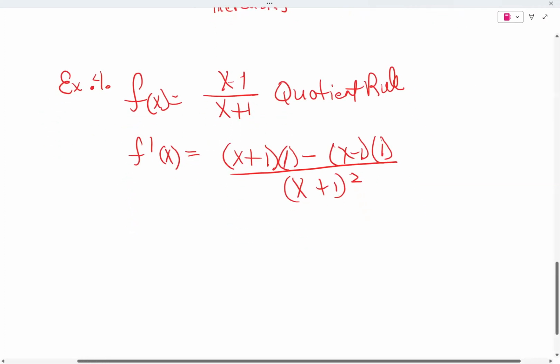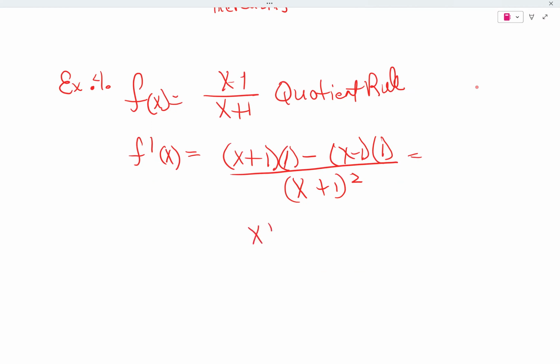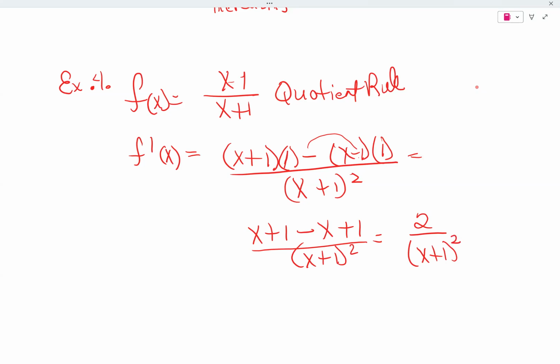All right, and so we'll simplify this. As we simplify it, you're going to end up with x plus 1 minus x and then plus 1, because remember that the negative transfers in here, making that positive times a 1 as well. This is all over x plus 1 squared. And if we simplify this, this is 2 over x plus 1 squared.